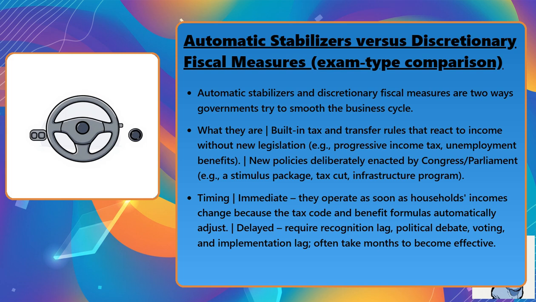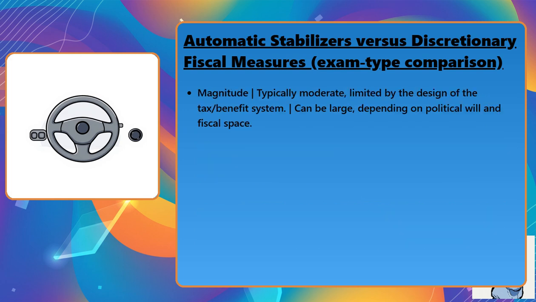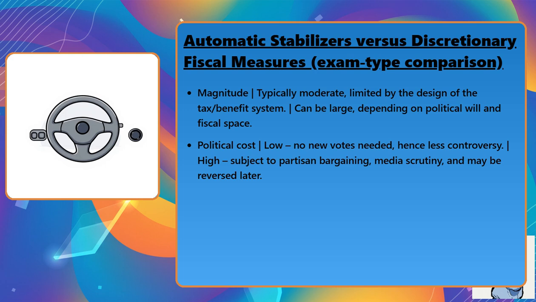Discretionary fiscal measures are delayed; they require recognition lag. Political debate, voting, and implementation lag often take months to become effective. Magnitude: automatic stabilizers are typically moderate, limited by the design of the tax benefit system. Discretionary fiscal measures can be large depending on political will and fiscal space. Political cost: automatic stabilizers are low, with no new votes needed, hence less controversy. Discretionary fiscal measures are high, subject to partisan bargaining, media scrutiny, and may be reversed later.